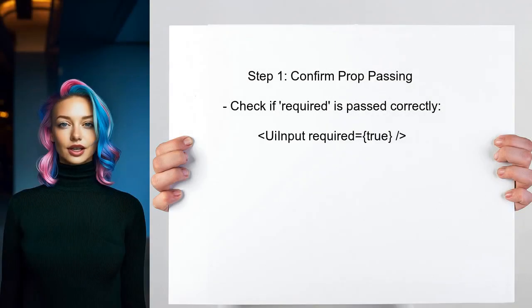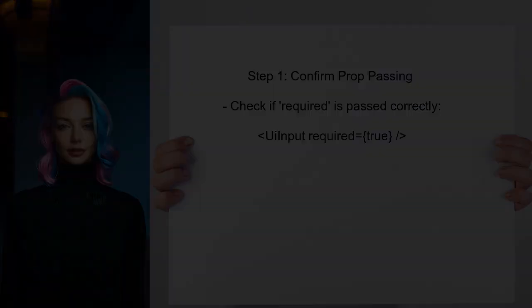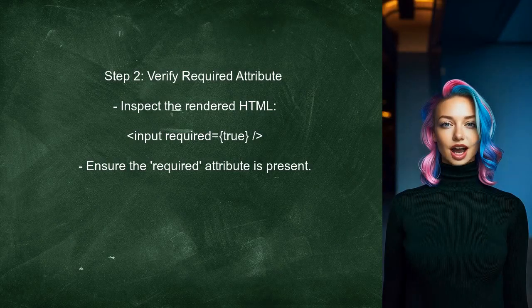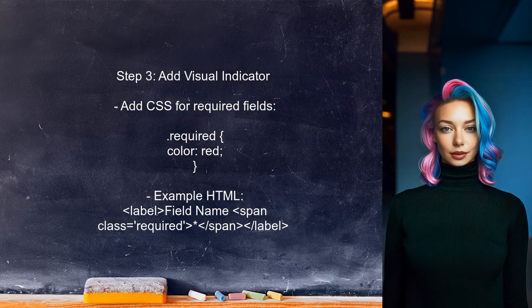To ensure the required attribute works correctly in the React input component, the user should first confirm that the required prop is being passed correctly to the UI input component. Next, the user should verify that the required attribute is being applied to the input element within the UI input component. This can be done by inspecting the rendered HTML. If the required attribute is present, but the red asterisk is still not showing, the user should add some CSS to visually indicate required fields. This can be done by styling the input or adding an asterisk next to the label.